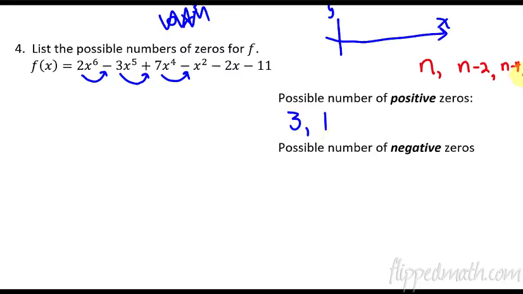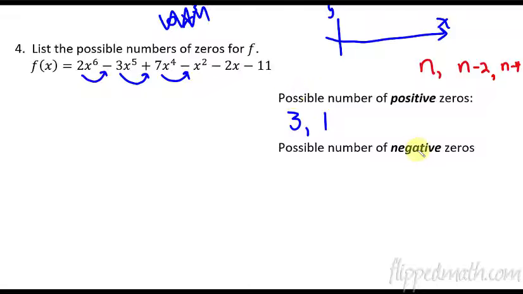There's no other number, because if we're at 3 and subtract 2, we get 1. Subtract 2 again, we'd be at negative 1, and that's a negative number, so we're not worrying about that. So there's either 3 or 1 times that this graph is going to cross the x-axis on the positive side. So it's kind of cool. It helps us narrow down where our zeros are.